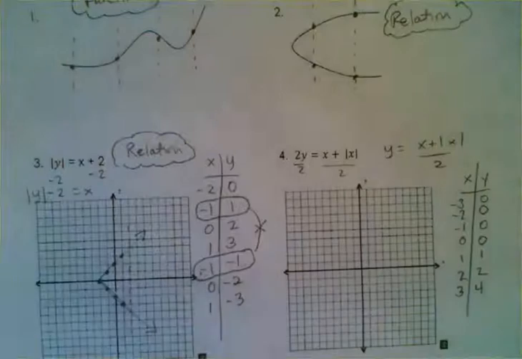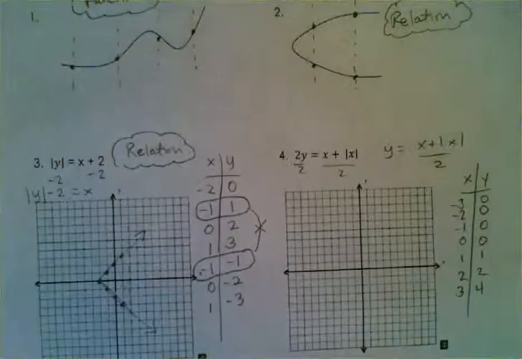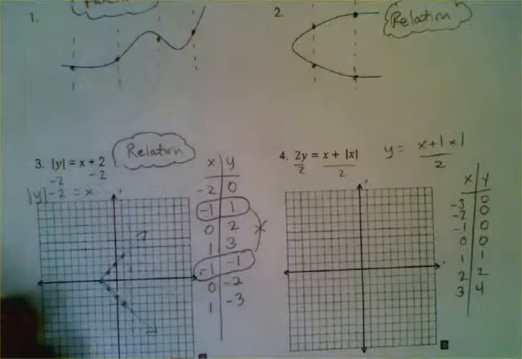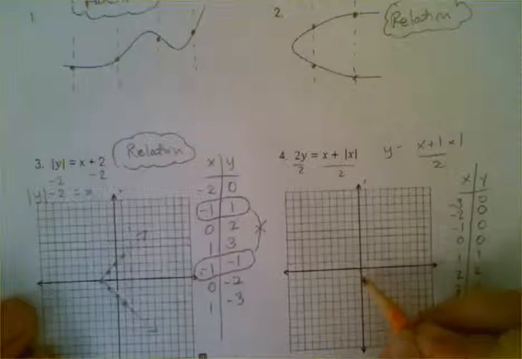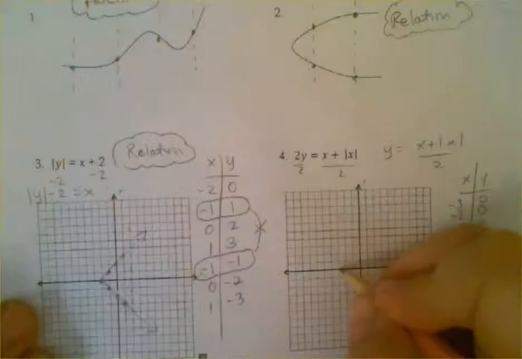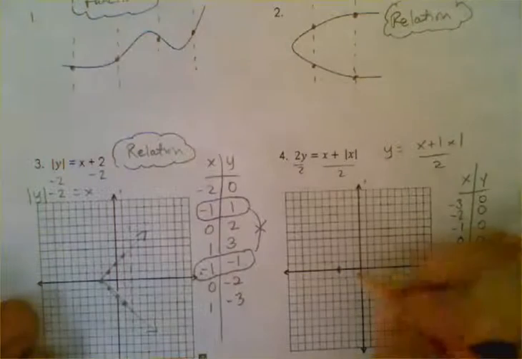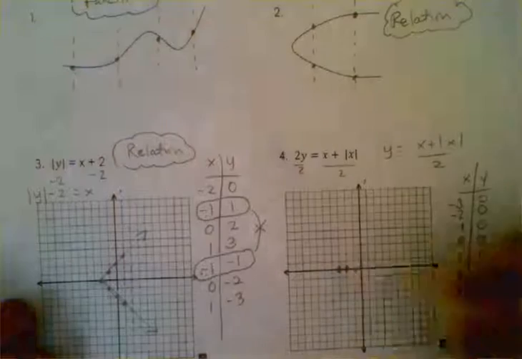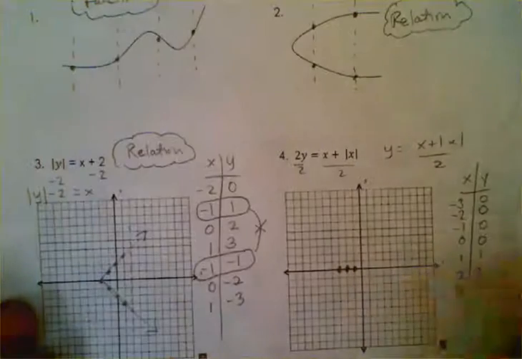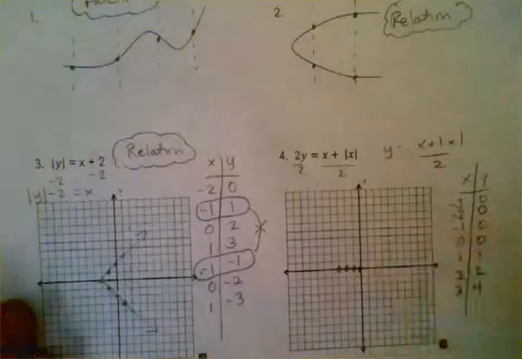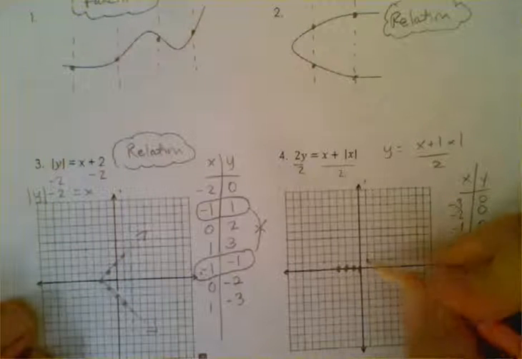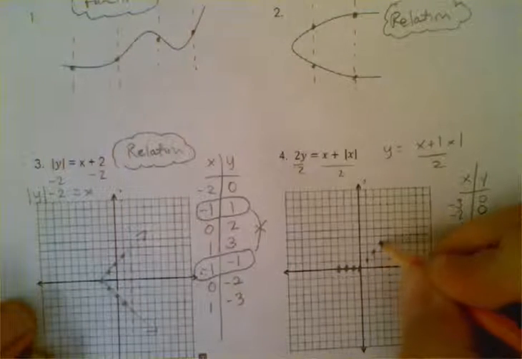This is an interesting graph. So let's try to graph it and see what's going on here. At negative 3, I'm at 0. At negative 2, I'm at 0. Negative 1, I'm at 0. At 0, I'm at 0. At 1, I go up 1. At 2, I go up 2.